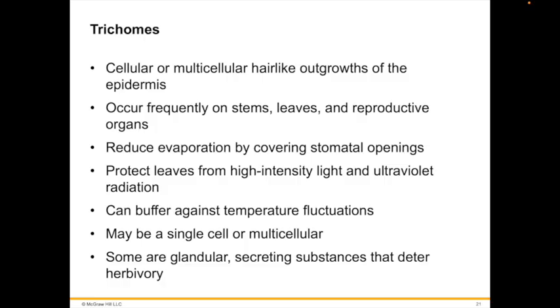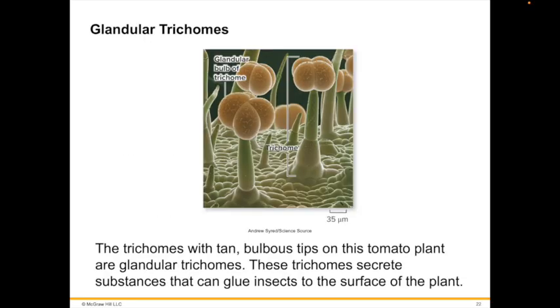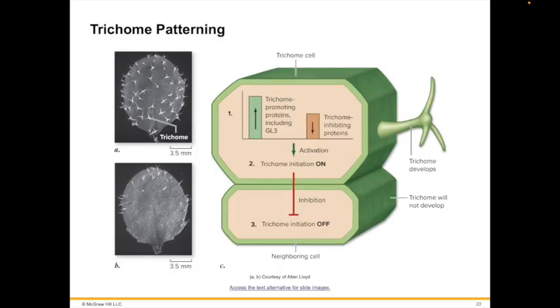Trichomes can vary greatly in form. Some consist of a single cell, others are multicellular. Some are glandular, secreting a sticky or toxic substance to deter herbivory. These are trichomes, but that is 35 micrometers. Very small.